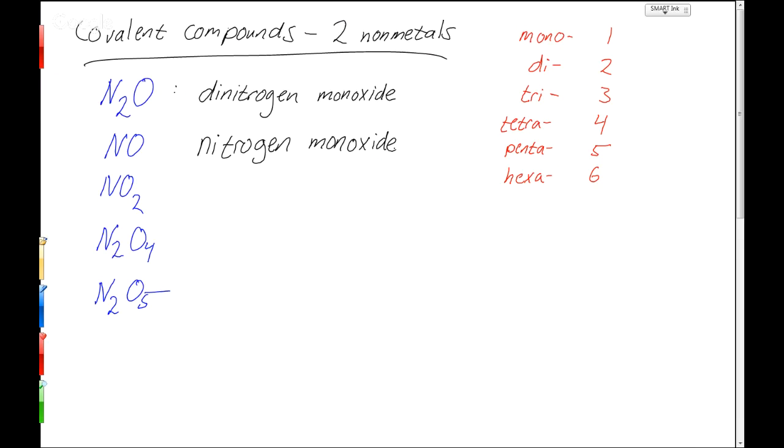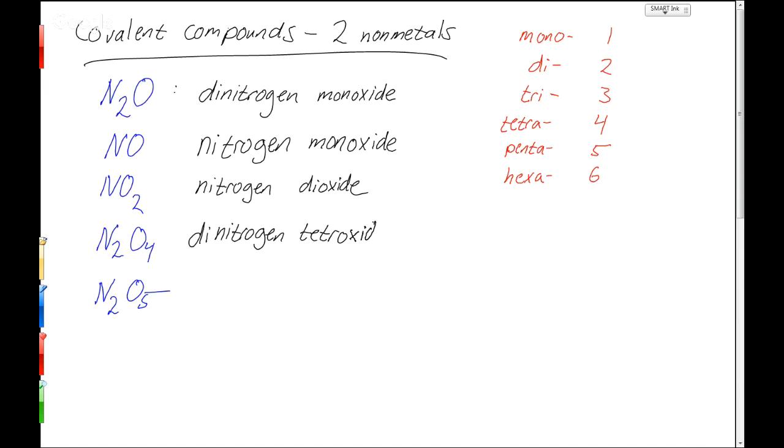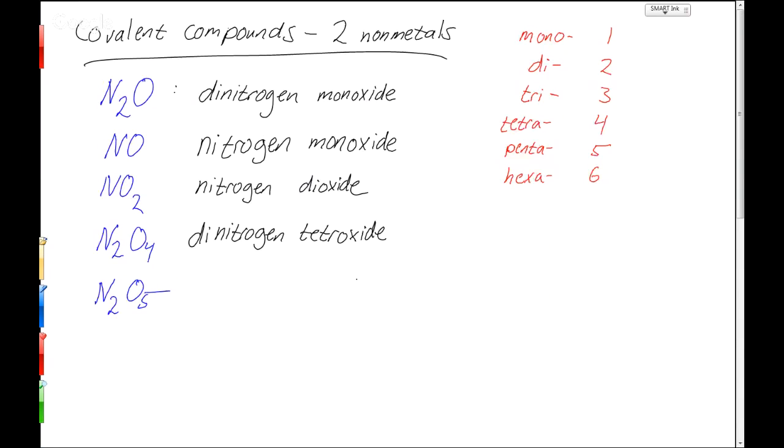What do you think the next one is? Yeah, nitrogen dioxide. What about N2O4? Yeah, dinitrogen tetroxide. So the A is dropped, right? Okay. The A is dropped. If you leave that in, that's just to make it sound better. I don't know. If you leave it in, I wouldn't mark it wrong. I don't think that's a really important part of the naming, but yeah, it is dropped. And then N2O5 would be, yeah, dinitrogen pentoxide.